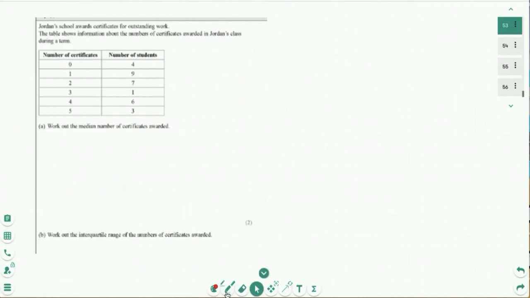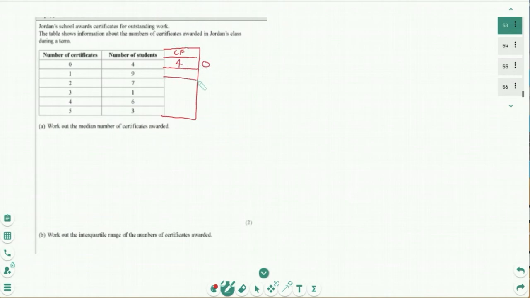Now, part 1, find the median number of certificates awarded. So the median is the same as before, guys. So we'll just do it for the sake of it. Whenever you do the median, you always have to draw a cumulative frequency chart. So the first number will be the number of students who got just 0 certificates. So it stays as 4.